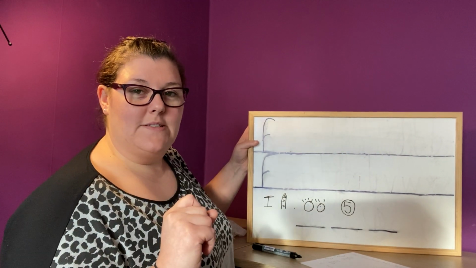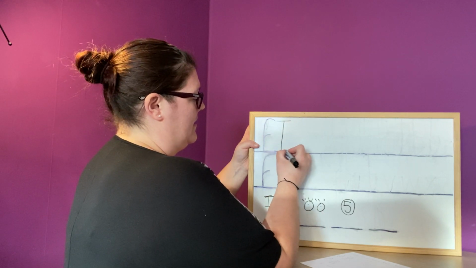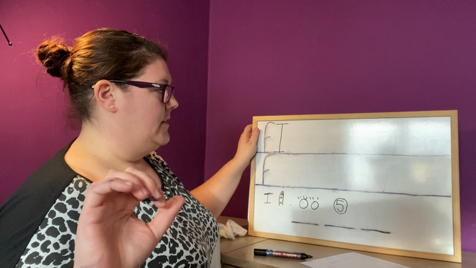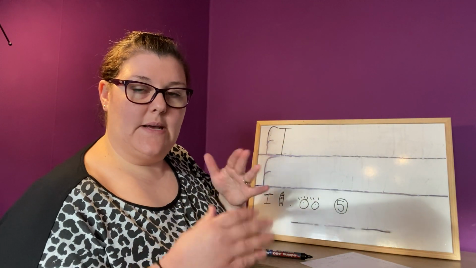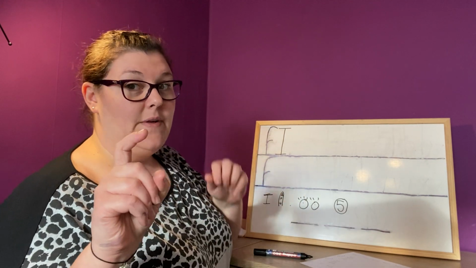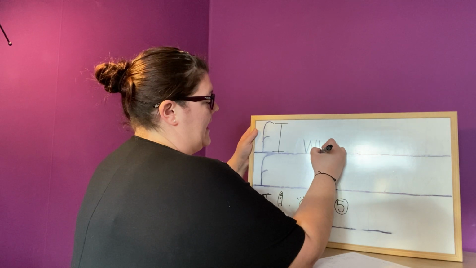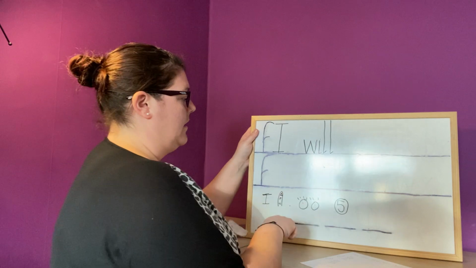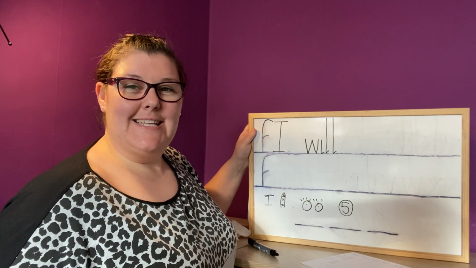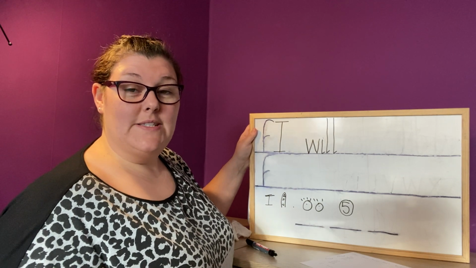Okay, rocket word for the first word. I. Off you go, rocket word experts. Looks like that, doesn't it? I will. So now we need to segment the next word. Will. Use your robot arms if you need to, or you can just write it as you segment it. Will. Don't forget your finger space. Will. I will tell. Tell. Segment it for me. Tell. Well done. Write it on your paper for me.